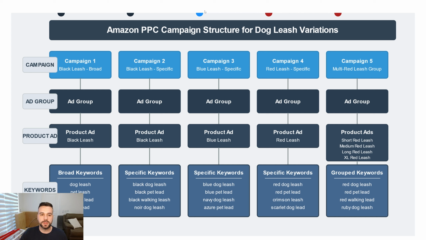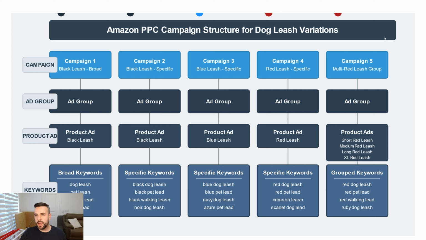This would go the same for a supplement. Say it was the passion fruit flavor. It will then be passion fruit creatine. You get the point, okay? And then campaign 3, this is for the blue leash. Separate campaign, blue leash. Blue dog leash, blue pet lead, navy dog leash, etc. Still try to keep it to a maximum of 5 keywords per campaign. If you reach that number, just create another campaign for blue leash and keep going.